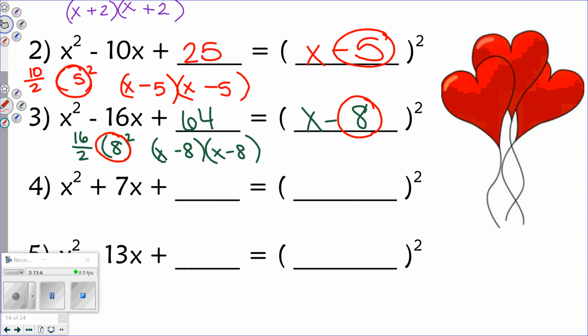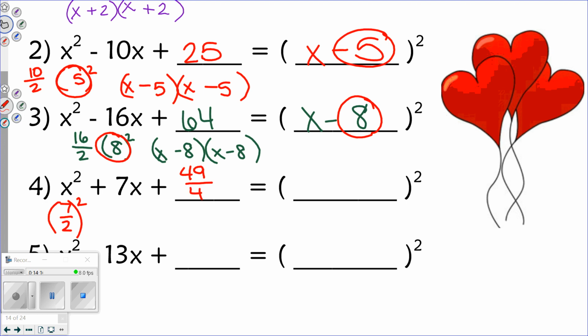So when we look at number 4, she already looked at it and went, wait a minute, that doesn't divide nicely, right? Because my b value is 7, divided by 2 is 7 over 2. And then when we square it, how do you square a fraction? Square the top, square the bottom. 7 squared is 49. 2 squared is 4.